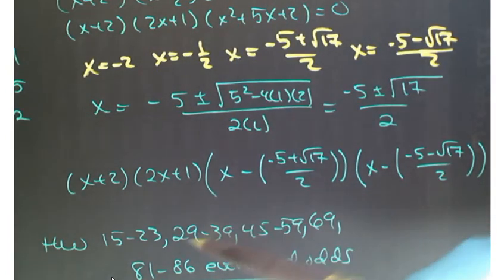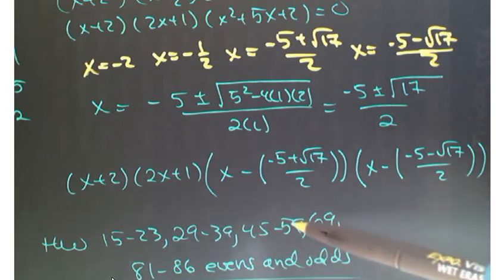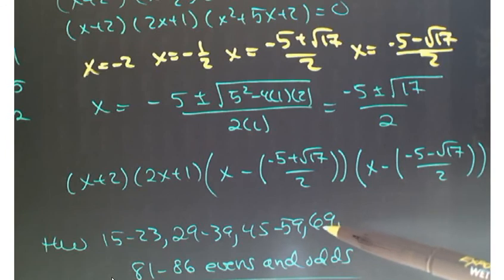For homework, try 15 through 23, 29 through 39, 45 through 59, and 69. 81 through 86, try the evens and the odds.